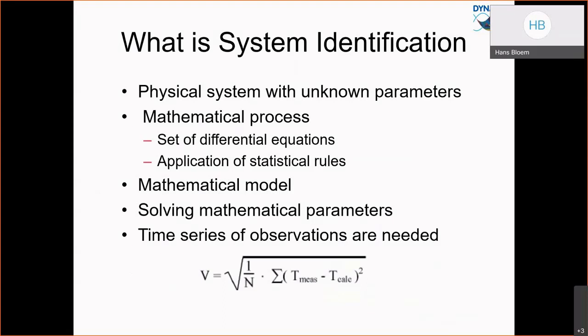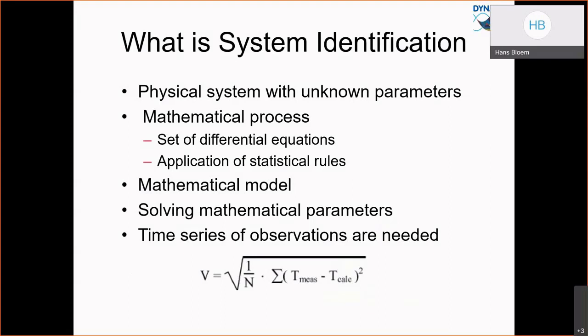So again, what is then system identification? If you look at the bottom, there you see what the aim is. You have the measurement data, and you have the calculated data that is coming out of the set of differential equations that you have defined in the mathematical process. So you also have to understand that the physical parameters have been transferred by you into this model. So it is becoming a mathematical model, and the results of the analysis are the mathematical parameters.